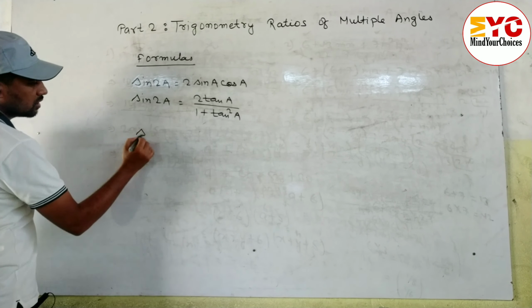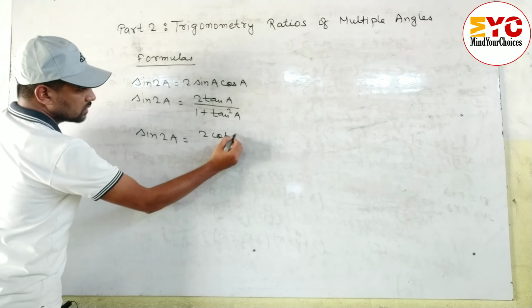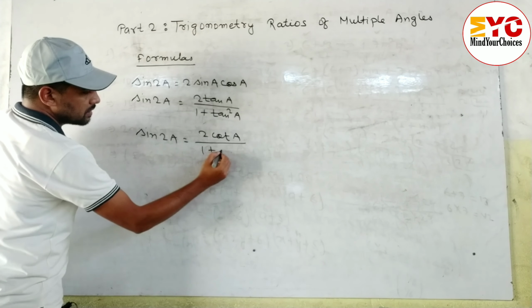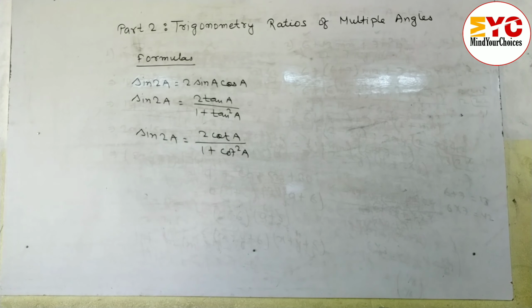Similarly, the sine 2a formula in the form of cot is 2 cot a by 1 plus cot square a.